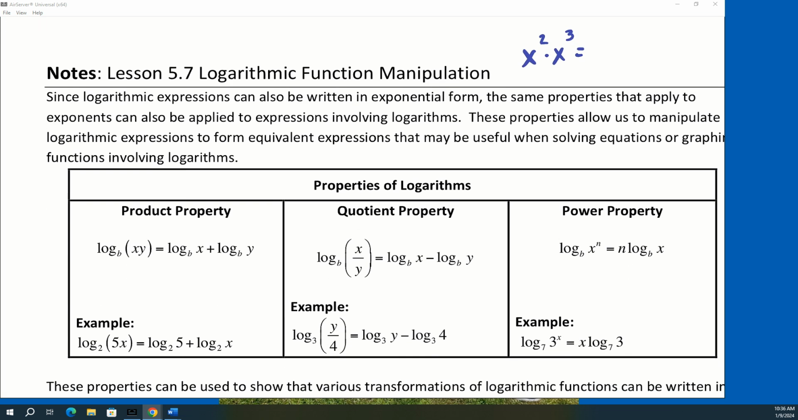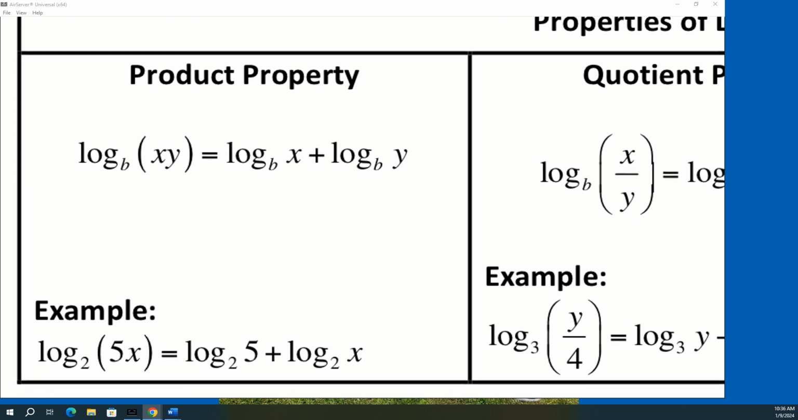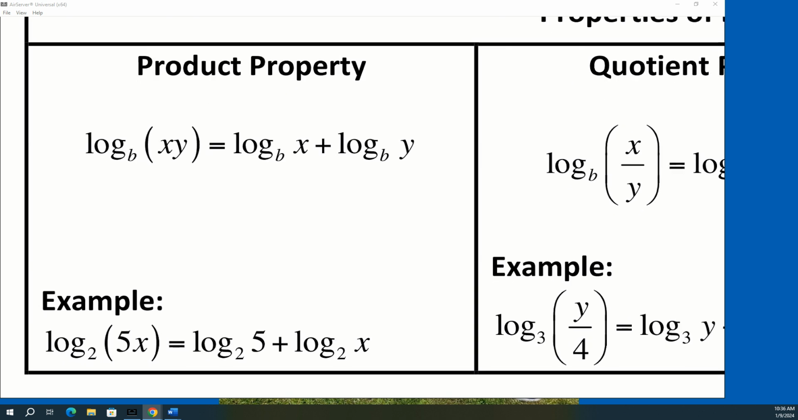Right, you would add. And so with exponents, multiplication and adding are correlated, and it's the same thing with logarithms, because a logarithm is just another way of writing an exponent. So anytime you have the logarithm of two factors multiplied by each other, you're actually going to separate them into two logarithms that are added. So it's just like adding exponents when there's multiplication.